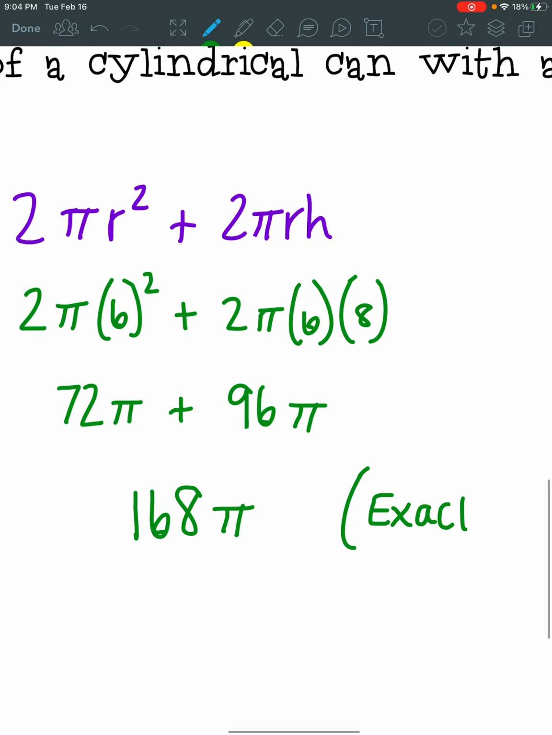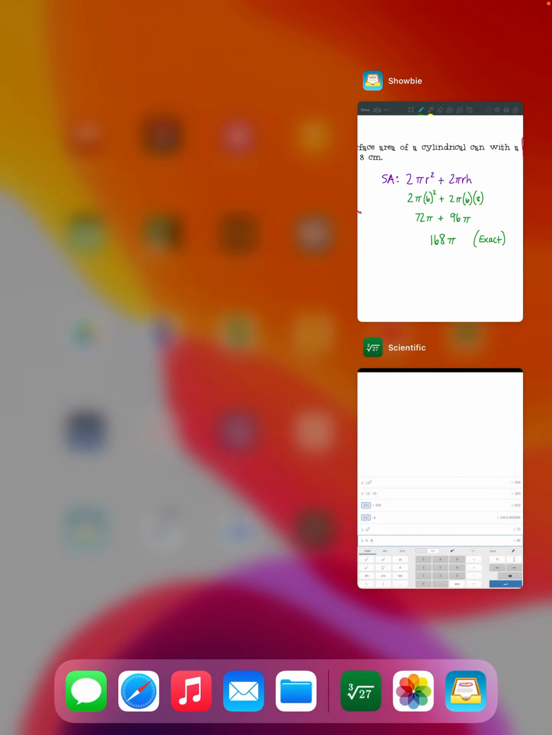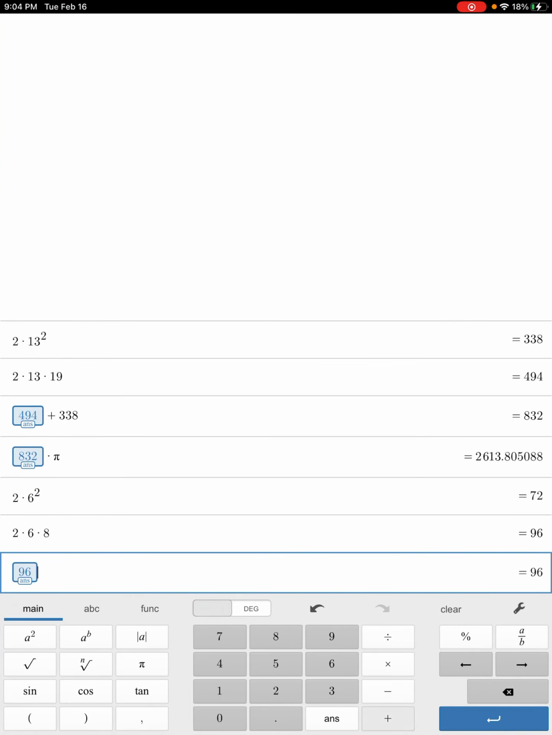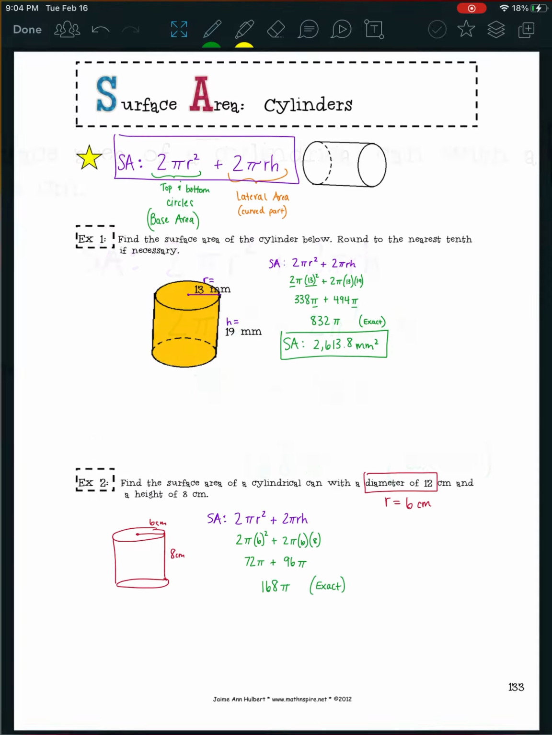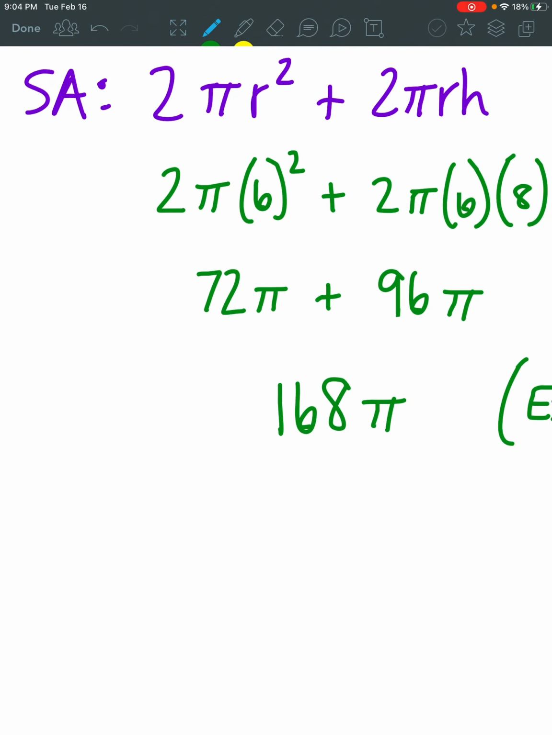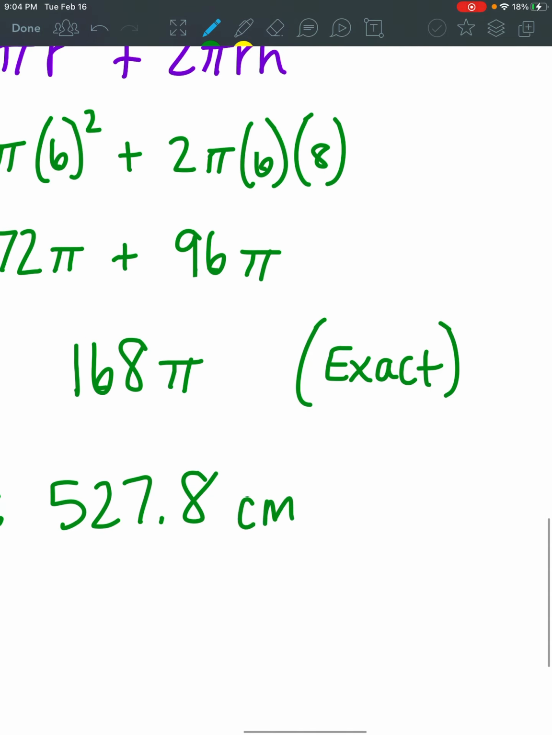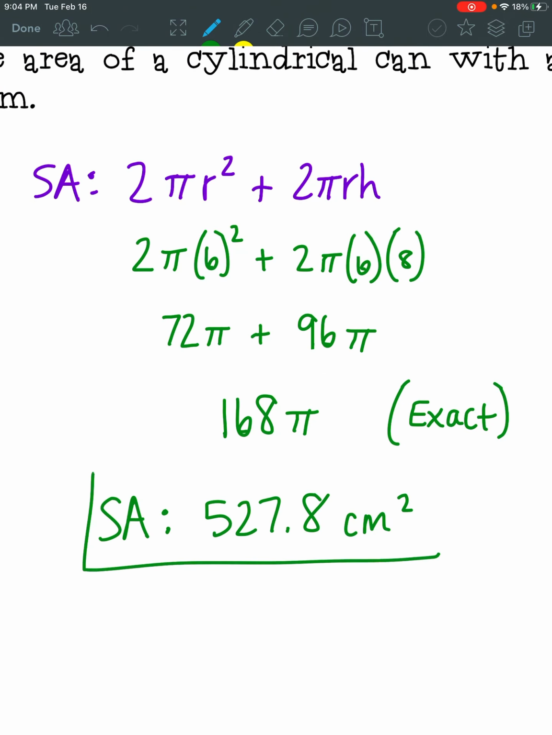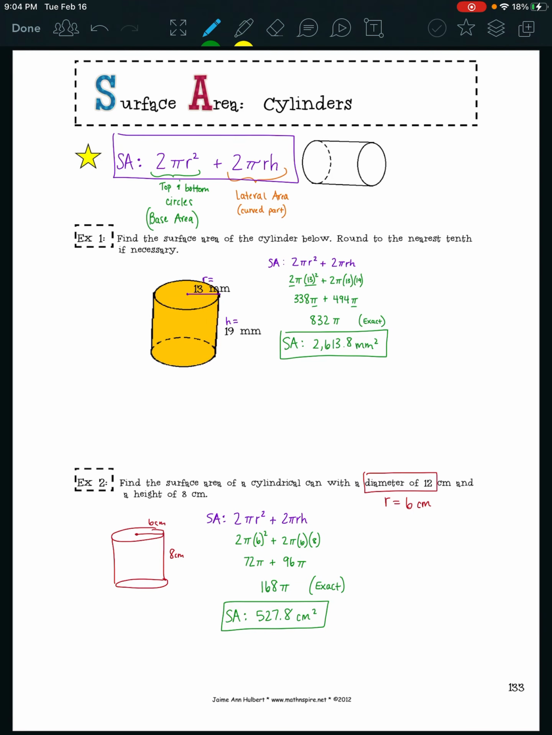Again, the reason I'm doing that is you may be asked for an exact surface area, that's with pi in the answer. In this case, we're going to round, and I want to make sure I did that right. 168 times pi is 527.8 when we round up. So the total surface area is 527.8, and this was labeled with centimeters squared. So there is the rounded total surface area, including the bases and the lateral. So there's how you find the surface area of prisms and cylinders.